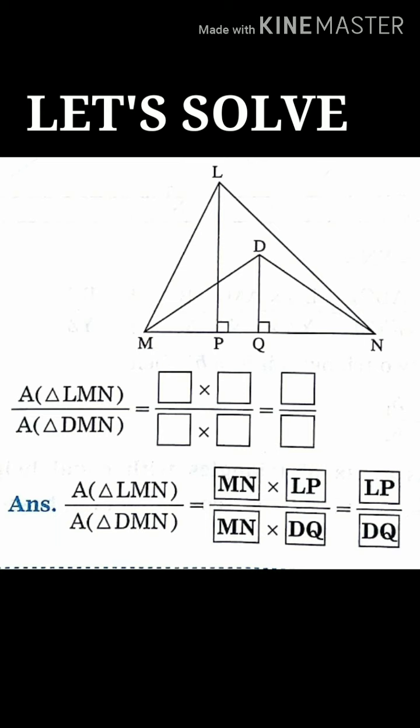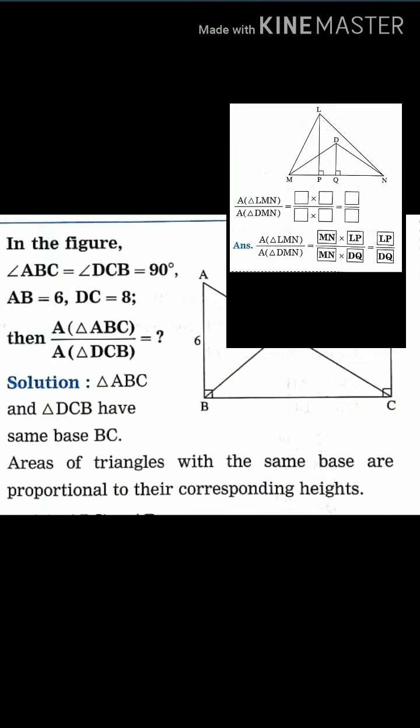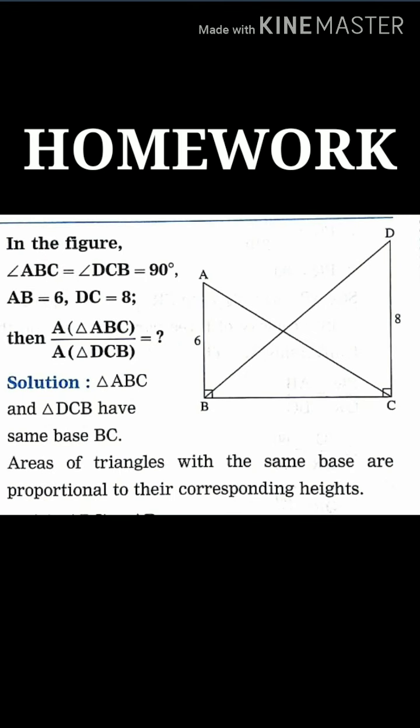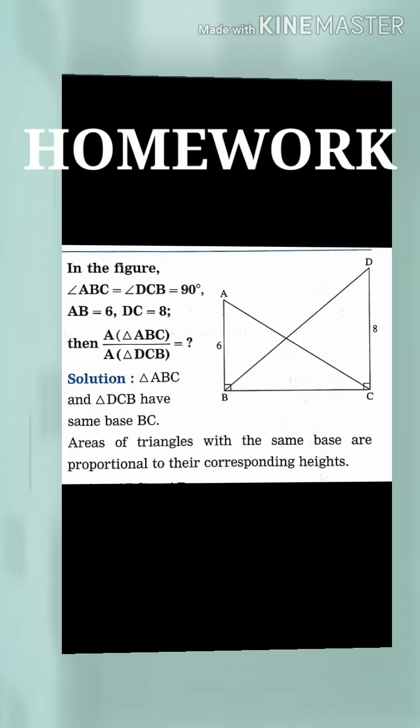So let's solve an example. You observe two triangles LMN and DMN. We have the same base MN. So our answer here for this area ratio is LP and DQ. So homework depending on this condition number 2 is given here. Also you have to solve this in your notebook and send it on the WhatsApp group.